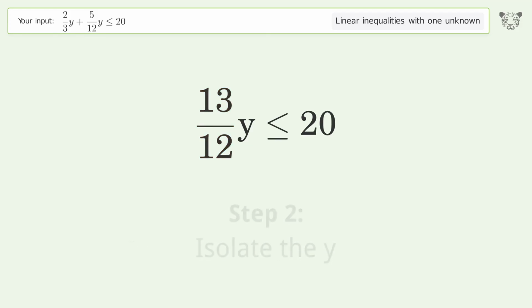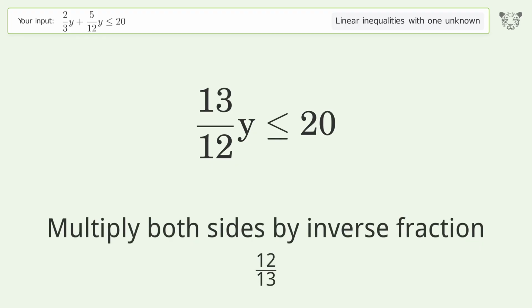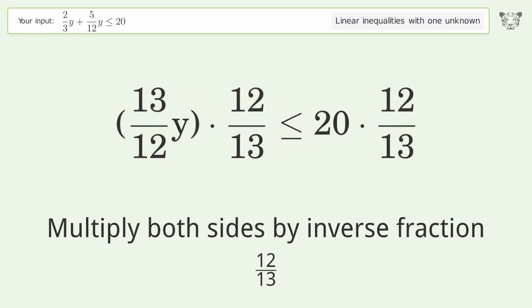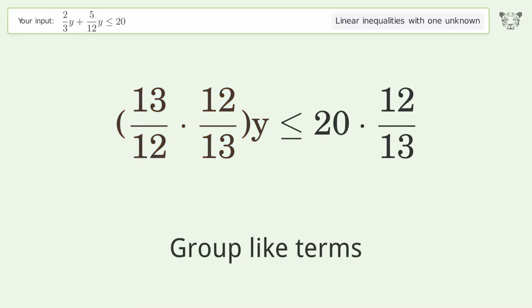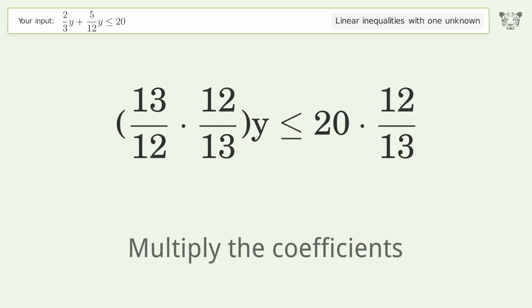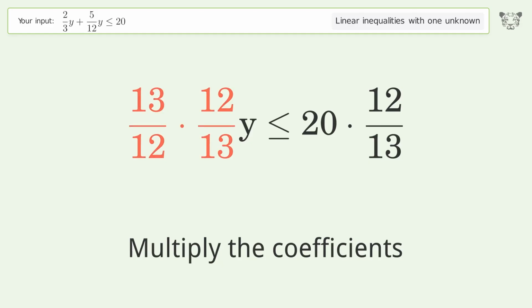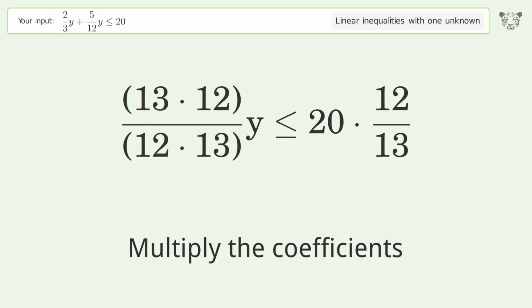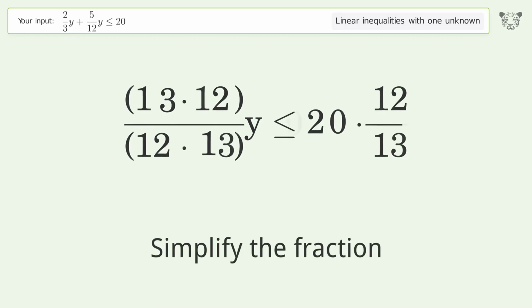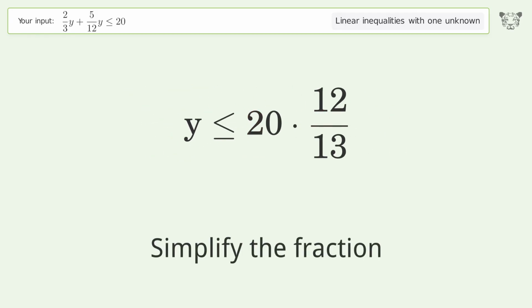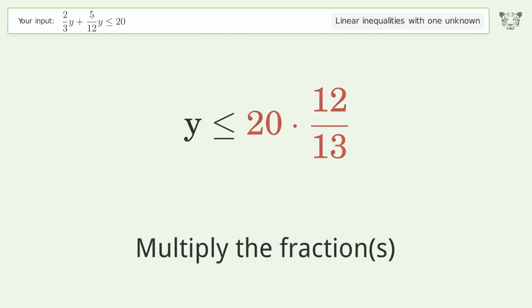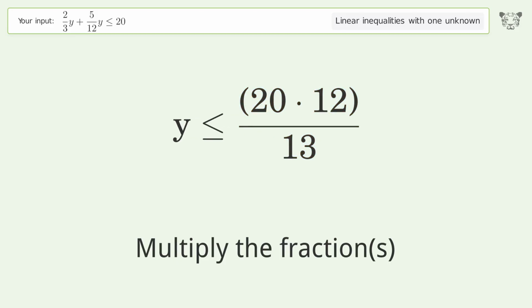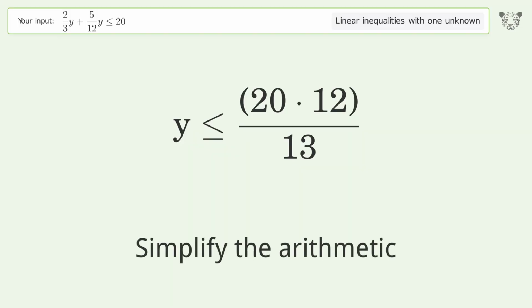Isolate the y. Multiply both sides by inverse fraction 12 over 13. Group like terms. Multiply the coefficients. Simplify the fraction. Multiply the fractions. Simplify the arithmetic.